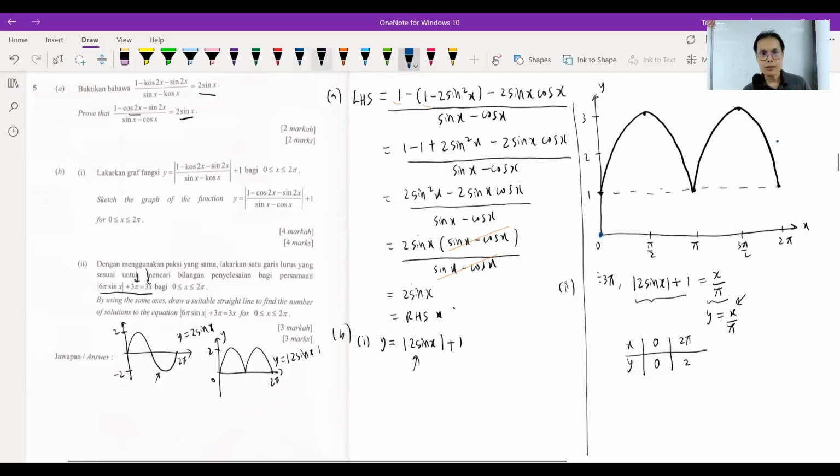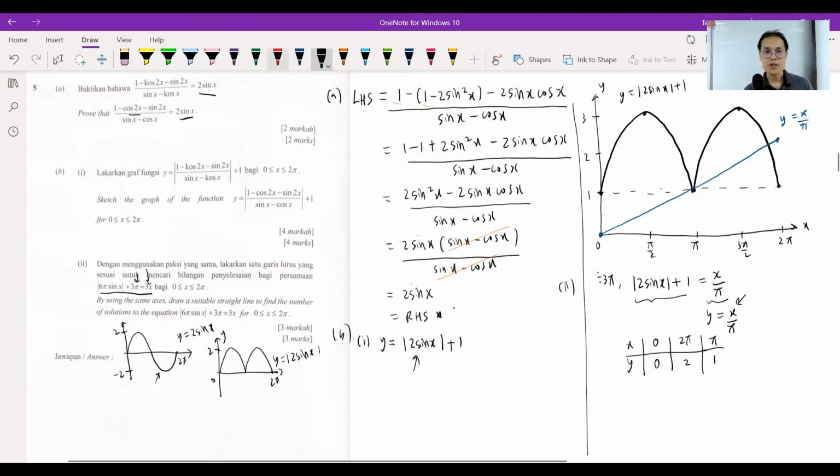Now, if you want to be sure, you can take a third point. Let's say I take a third point, pi. I should get 1. So I know this line here should pass through this. One more time. It should pass through this point here and continue here, right? So this is y equals x over pi. And this black graph is y equals modulus 2 sine x plus 1.